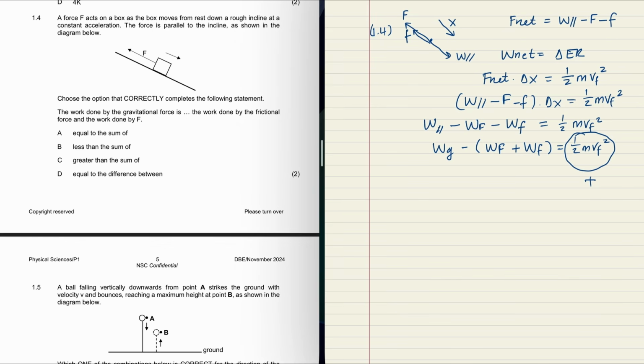Now, on the left-hand side, for the left-hand side to be positive, and it has to be positive, the work done by gravity must be greater than the sum of the work done by the force applied and the work done by friction. Because if it wasn't, then we would have a negative on the left-hand side, which is obviously not correct. So the answer here is going to be C.